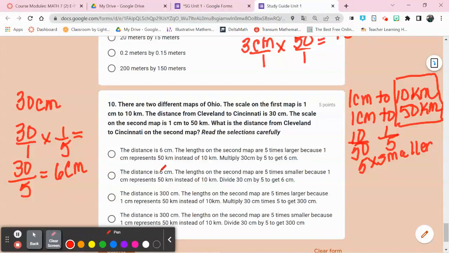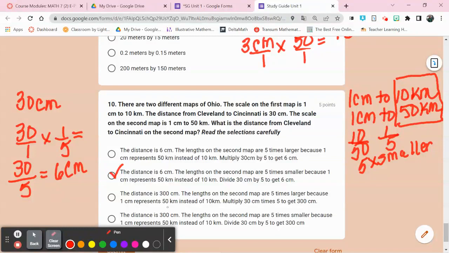Go to the second one. The distance is 6 centimeters. That's true. The lengths on the second map are 5 times smaller. That's true. Because 1 centimeter represents 50 kilometers instead of 10 kilometers. Divide 30 centimeters by 5 to get 6. Well, that's what we did. So there's the answer. When we look at the other, it says the distance is 300. That's not true. And those are both wrong. So we have completed these.